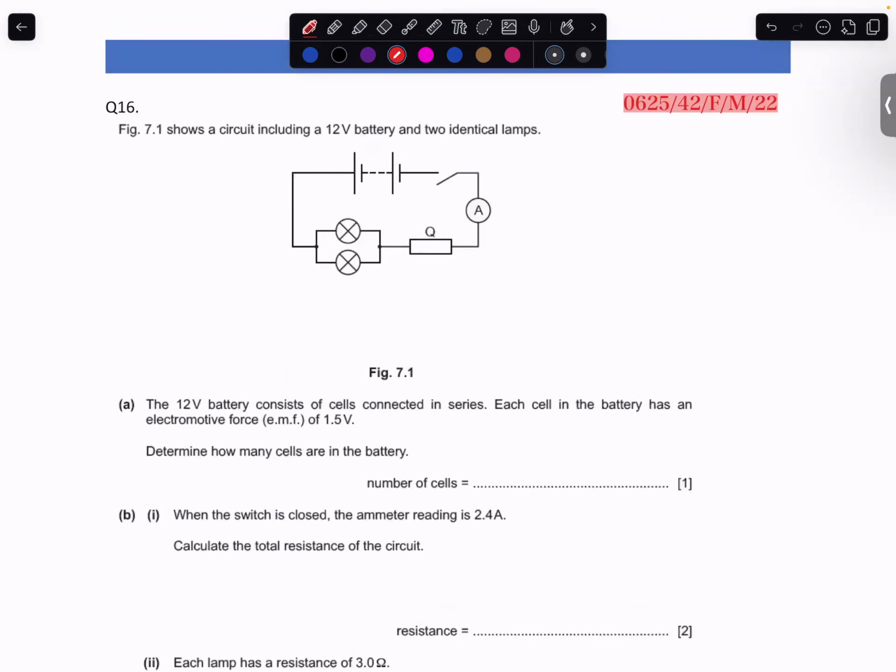Figure 7.1 shows a circuit including a 12-volt battery and two identical lamps. Identical lamps mean the same resistance. So these two lamps have the same resistance.